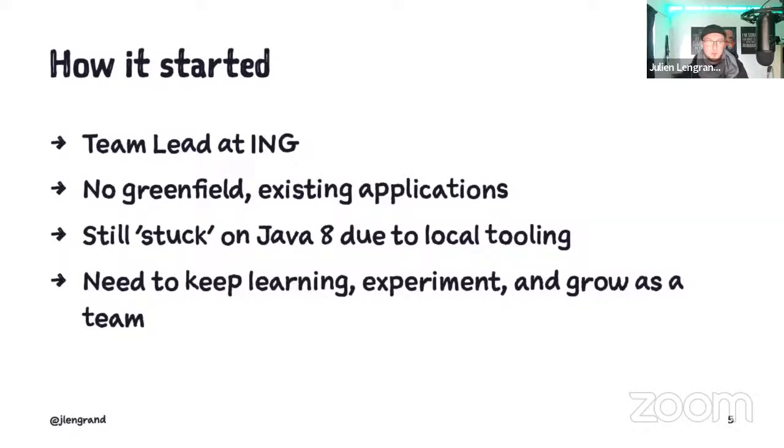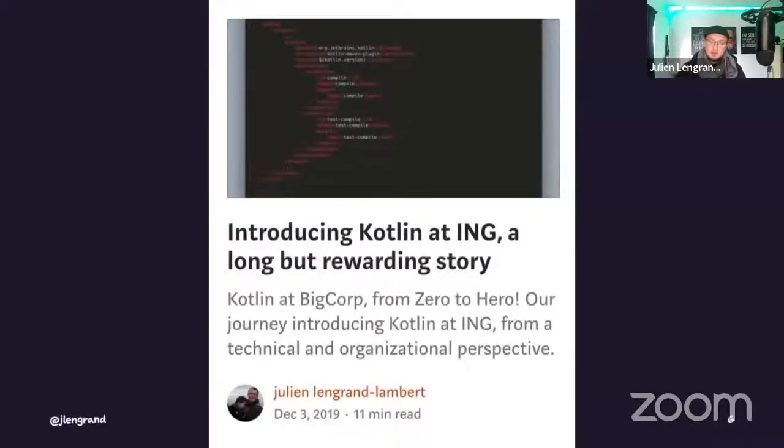The reason why this talk has been created is back in the time I was a team lead at ING a couple of years back, and I was responsible for a bunch of applications, no greenfield, existing stuff, like 6-7 years old applications. They were stuck on Java 8, not because we wanted to, but because there was some tooling to upgrade. And as a team, we really wanted to keep learning, keep experimenting, grow, functional programming, all those nice topics. So we decided to take a shot at Kotlin, and we really wanted to move forward with it on production. And everything is nicely written in the blog. So if you want to go and have a bite, instead of listening to me for 30 minutes, you can go and read that instead.